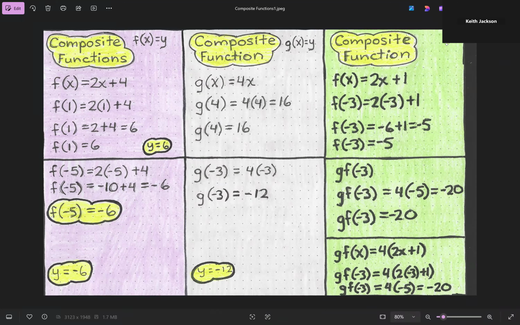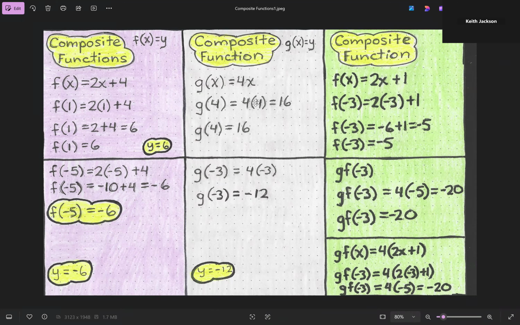In this video, we're going to work on composite functions. And then the question begs, what is a composite function? A composite function is formed when one function's output becomes the input of another function. So I repeat, a composite function is formed when one function's output becomes the input of another function.